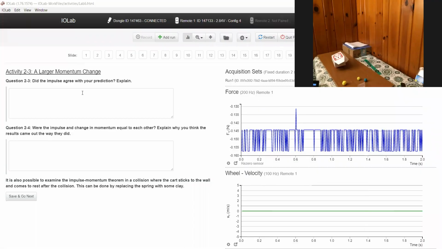Did the impulse agree with your prediction? You can answer that. The impulse and the change in momentum will be around equal to each other. While explaining, we already know force is the rate of change of momentum, so F equals delta P over delta T, and F times delta T equals delta P, the change in momentum, which is impulse. You can write your answers based on that, then click save and go next. Don't forget to write the answers. I'm just clicking it for now.